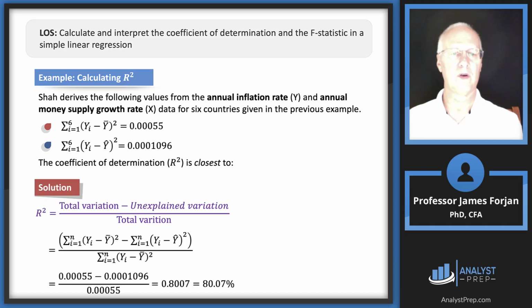And so the coefficient of determination, the R-square, is closest to. And I emphasize, go ahead and look at what we've put in purple there. Total variation minus the unexplained variation, and we put that in italics for you, over the total variation, and there we get about 80%.